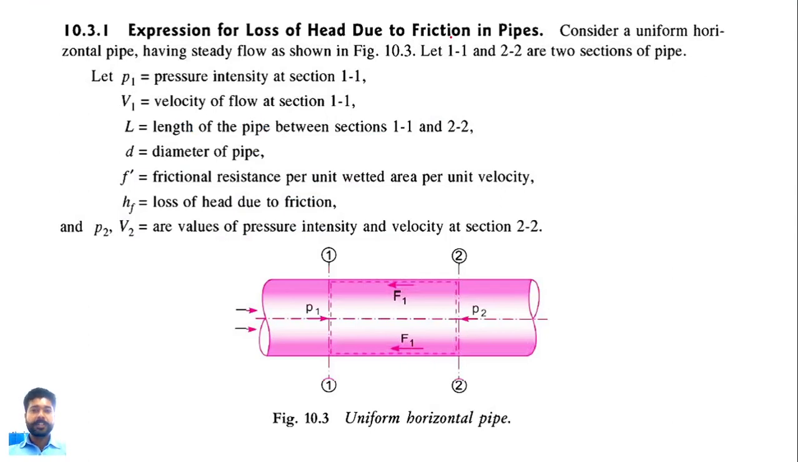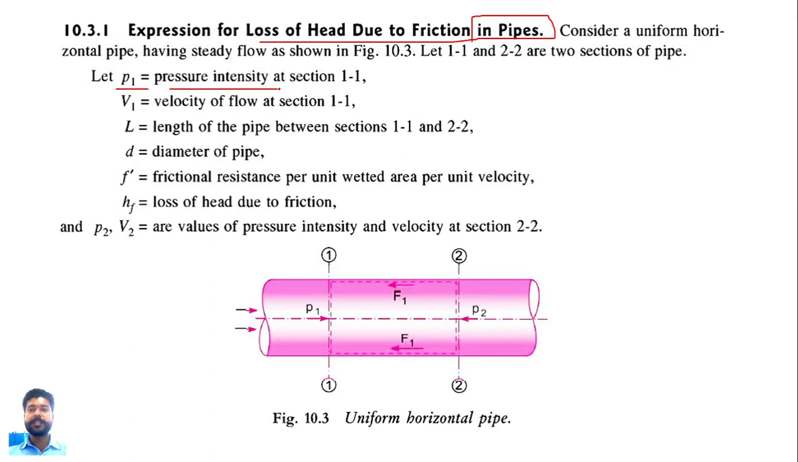Here is the expression for the loss of head due to friction in a pipe. You can see over here the pipe, which is circular in cross section and has two limits, section 1 and section 2. There is a pressure P1 applied in the flow direction and the pressure P2 applied opposite to the flow direction.